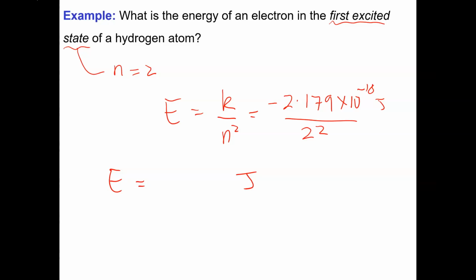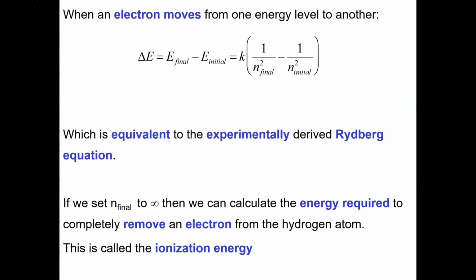for this particular problem, I'm going to have to grab my calculator here. We've got minus 2.179 second function e to the minus 18 on 4, ends up being minus 5.45 by 10 to the minus 19 joules. Okay, so really that's it. It's not too tricky. We should be able to cope with that.